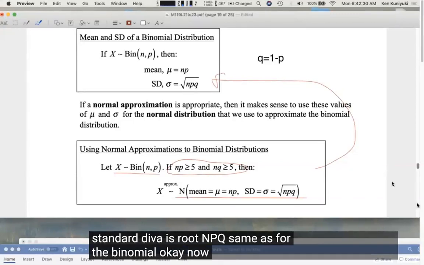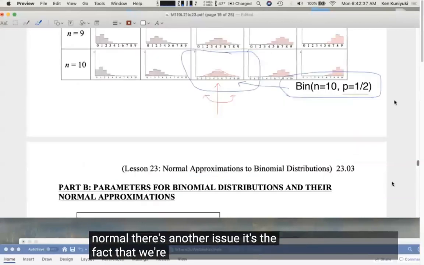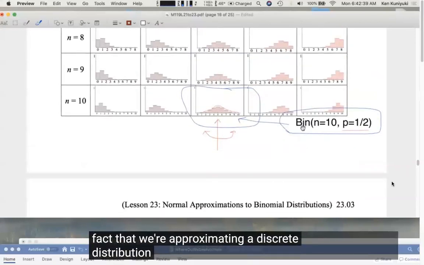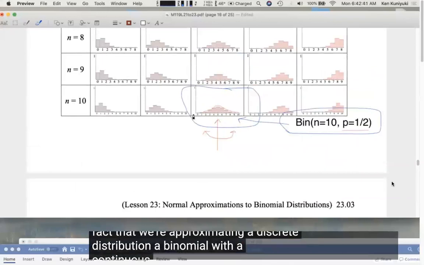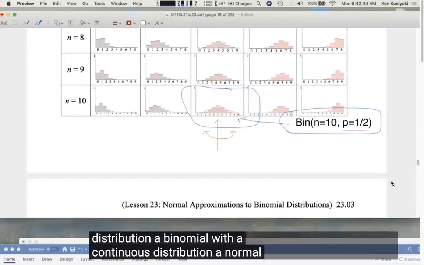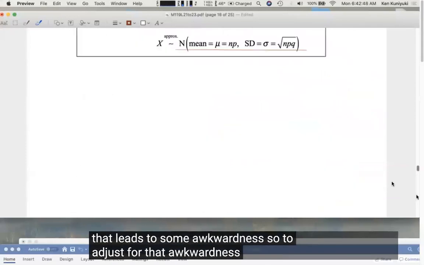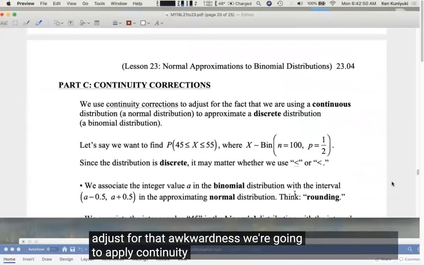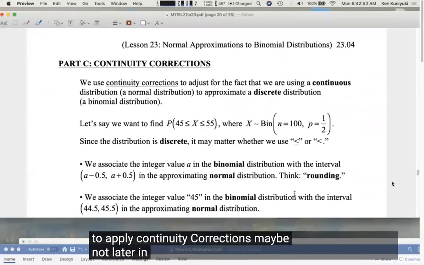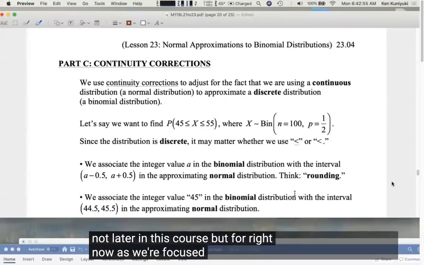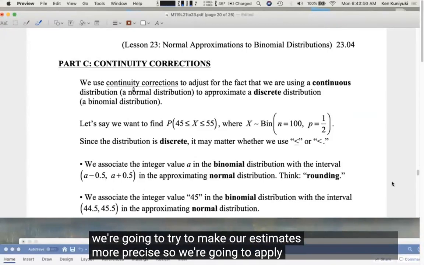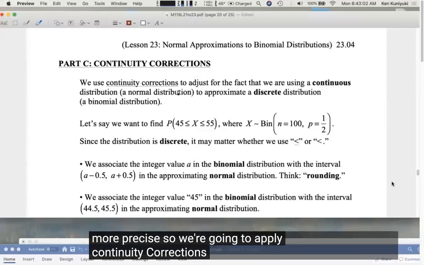Okay. Now, when we approximate a binomial distribution by a normal, there's another issue. It's the fact that we're approximating a discrete distribution, a binomial, with a continuous distribution, a normal, and that leads to some awkwardness. So to adjust for that awkwardness, we're going to apply continuity corrections. Maybe not later in this course, but for right now, as we're focused on probability, we're going to try to make our estimates more precise.